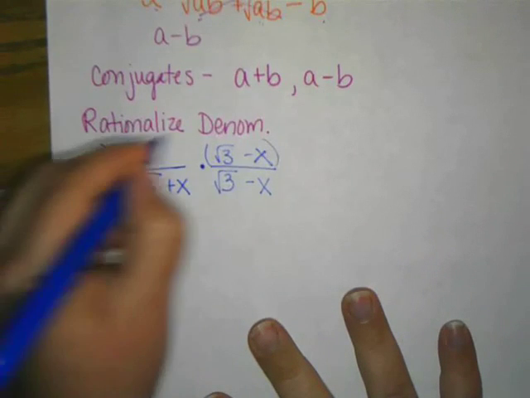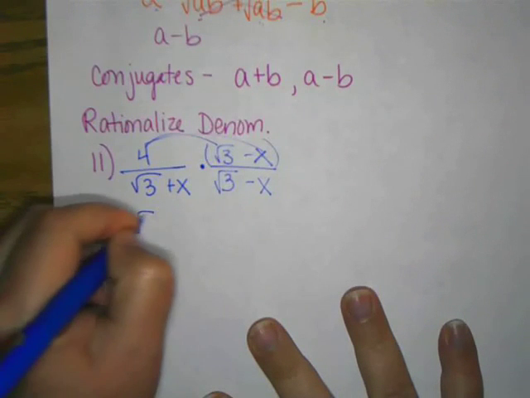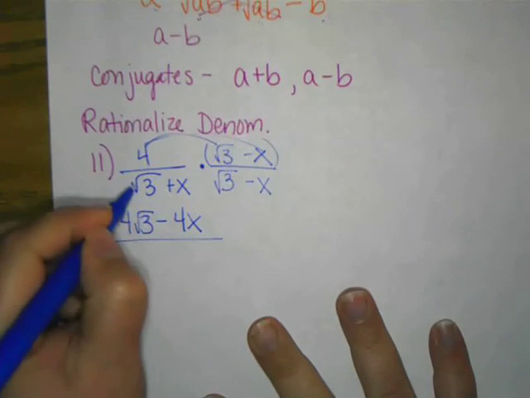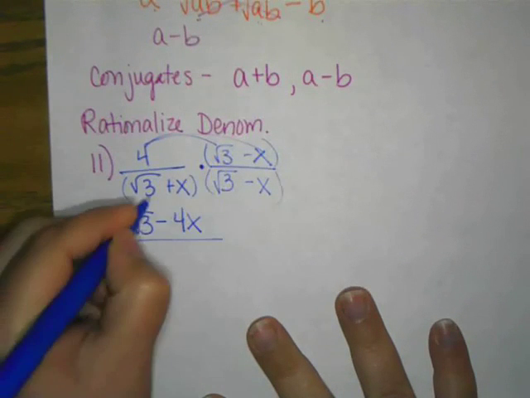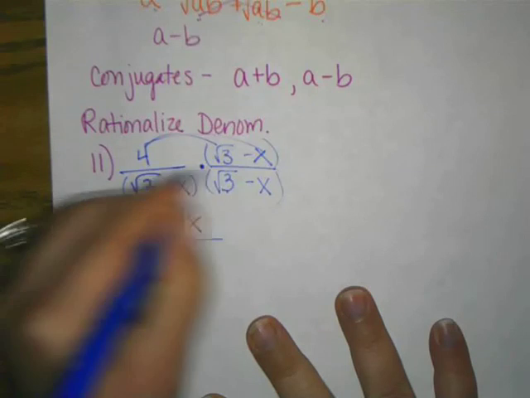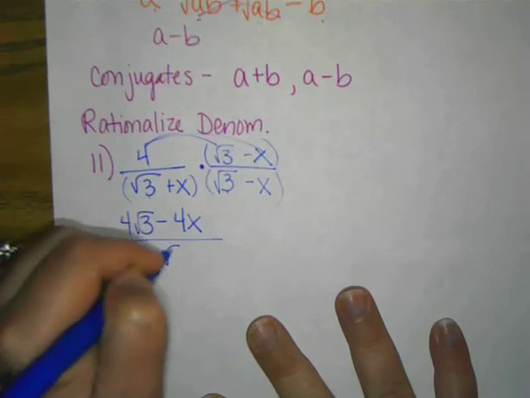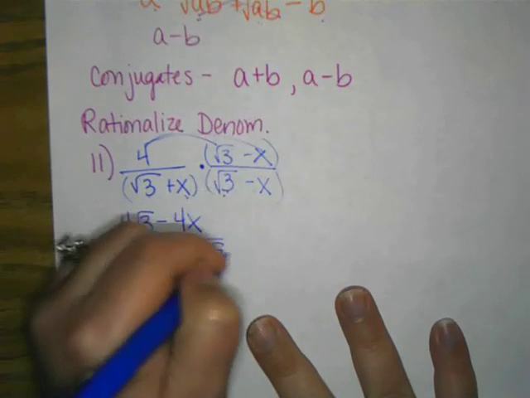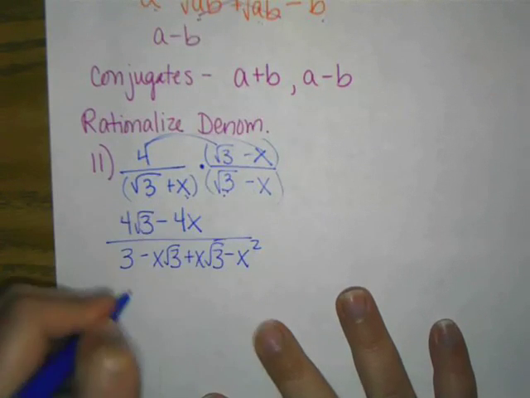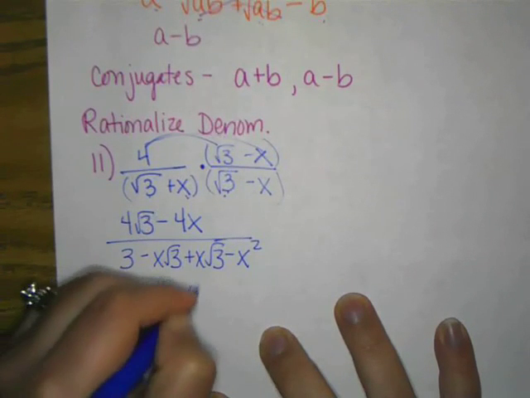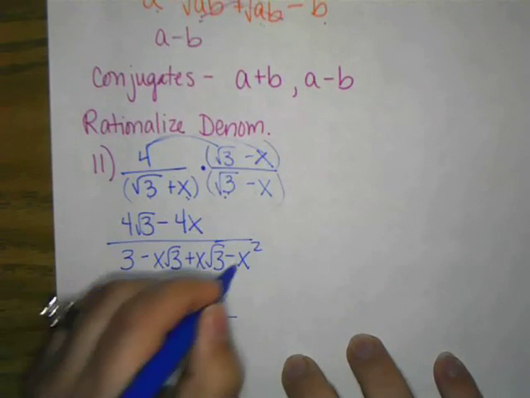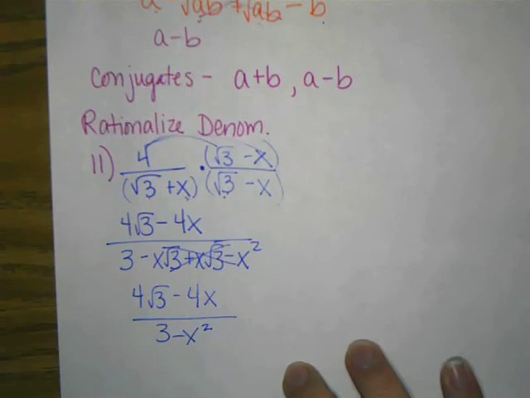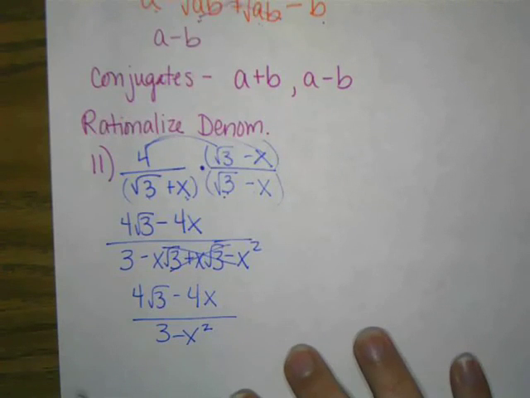So here we're multiplying, we're just going to distribute: 4 rad 3 minus 4x. And on the denominator we have to FOIL. Rad 3 times rad 3 is 3, minus x rad 3 plus x rad 3, and x times negative x is minus x squared. So we have 4 rad 3 minus 4x over, these canceled, 3 minus x squared. Take a moment, write that down.